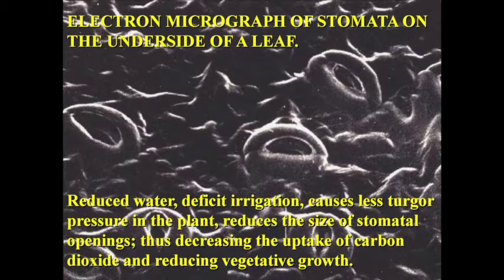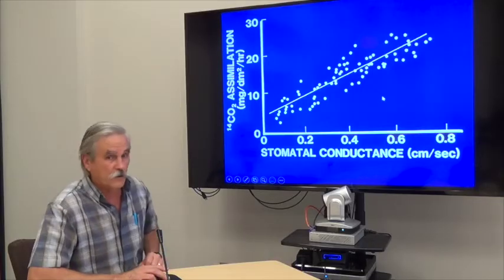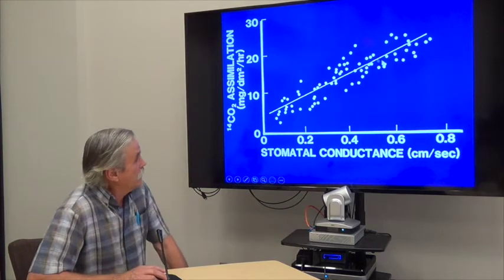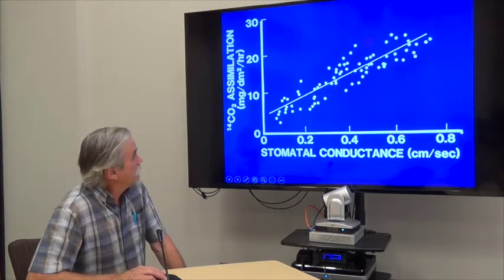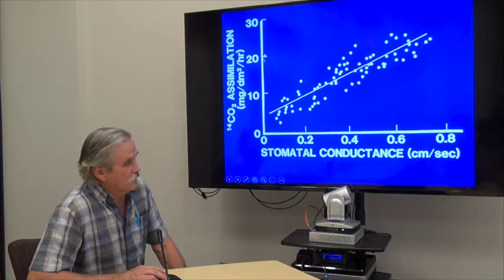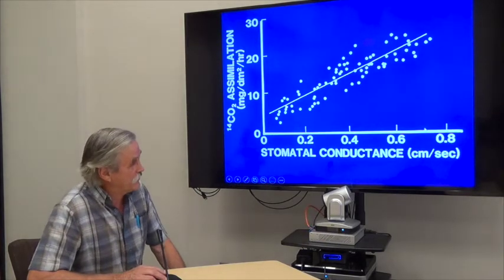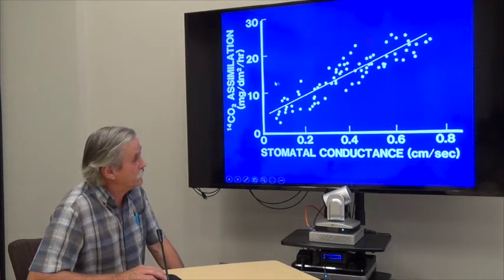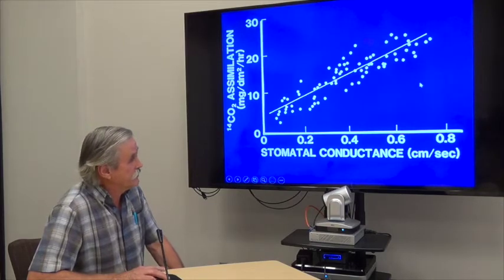This is a micrograph of the underside of a leaf. These little portholes here are the stomata, through which water vapor, your transpiration, blows out and you suck your carbon dioxide in. Graphically, this is what it looks like. More water equals more yield. Actually, more conductance provides for more CO2 assimilation. This is a linear function.